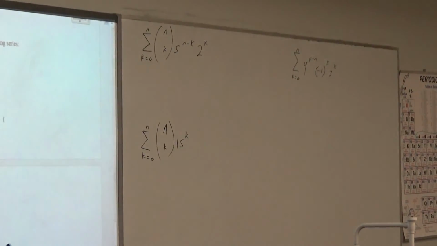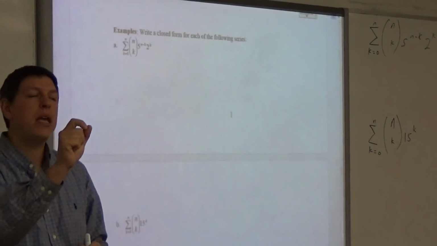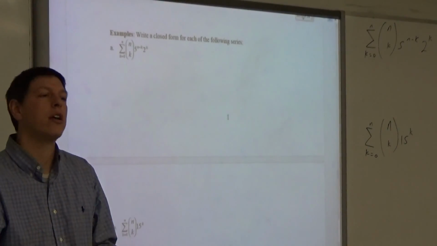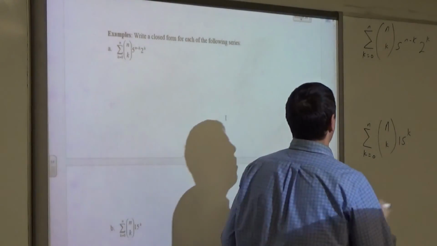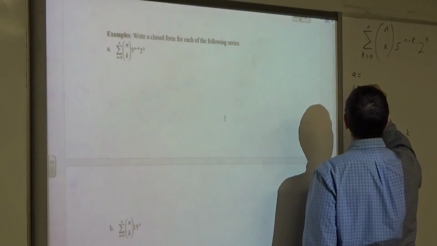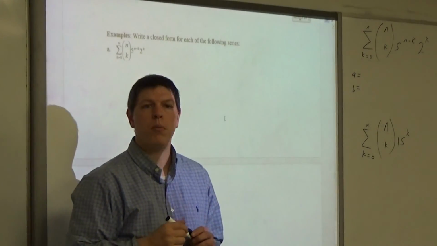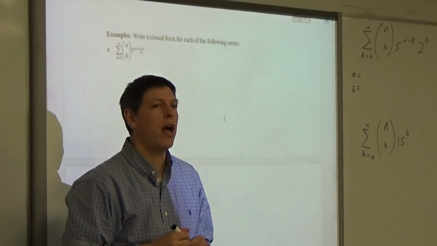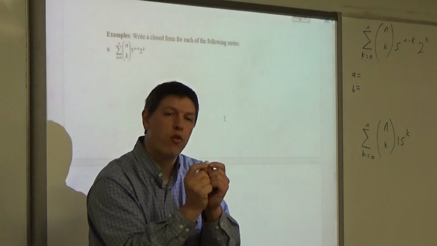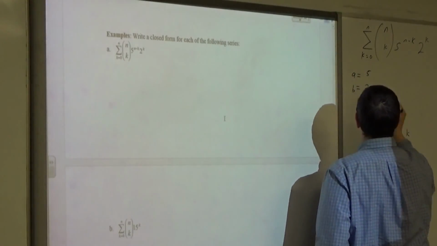Remember what our binomial theorem says. If you can identify what a and b are, you can just stick it back in and get a closed form. So if I ask what a and b are in this problem, they're 5 and 2, right? We don't need the exponents because we're just looking for a and b. So a is 5, b is 2.